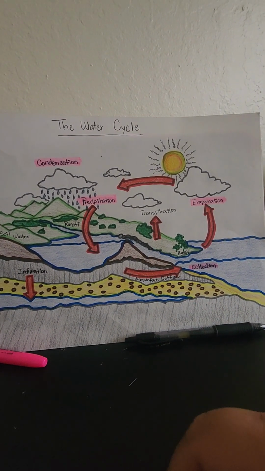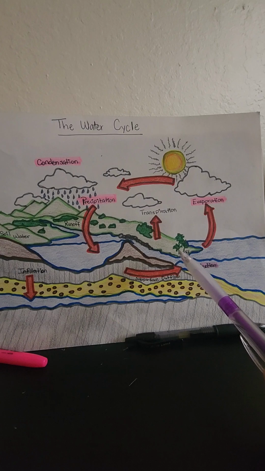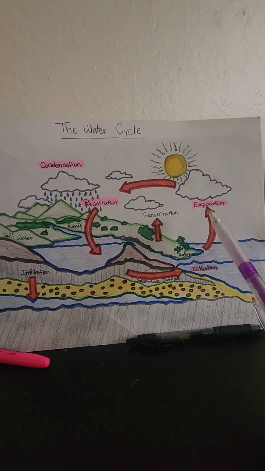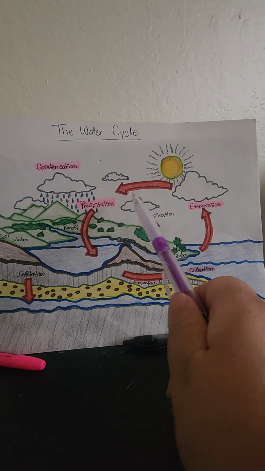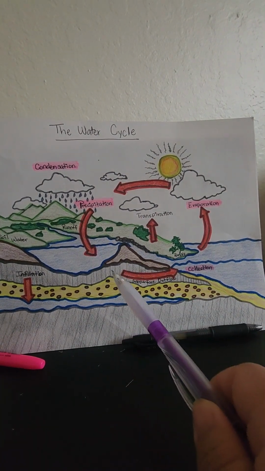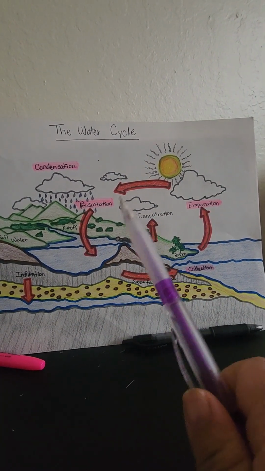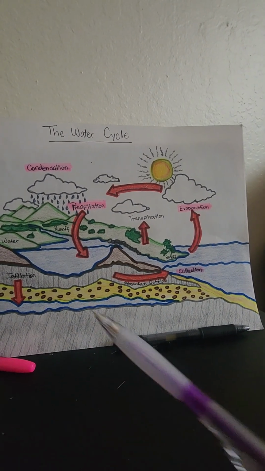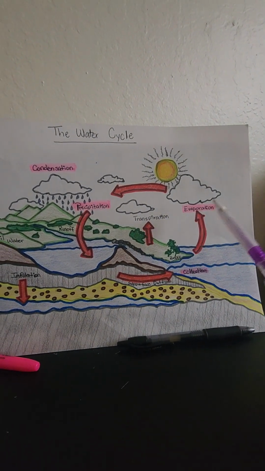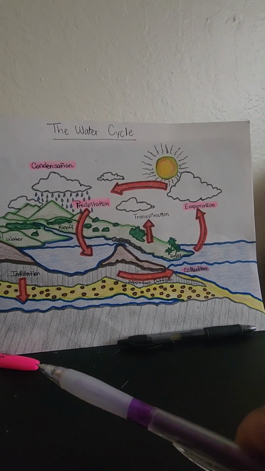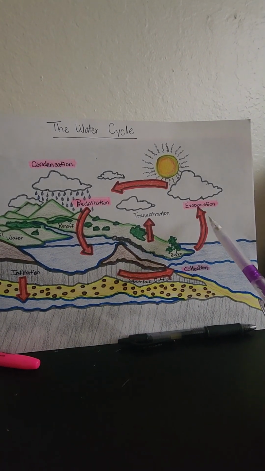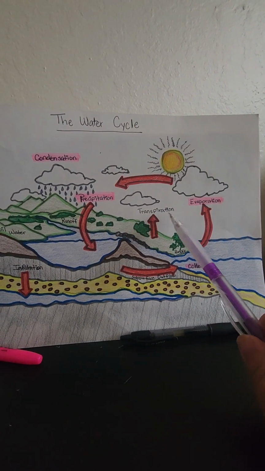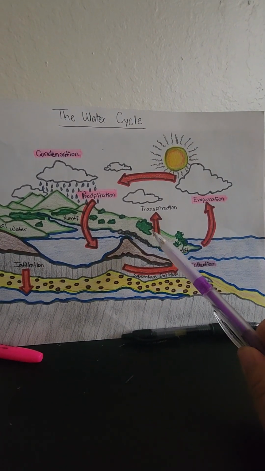Water moves from the land and goes up to the sky, and then it comes back down again. As we can see here, there are actually 4 different stages of the water cycle, and they are the ones that I highlighted here. We first start off with the evaporation, and technically transpiration also.